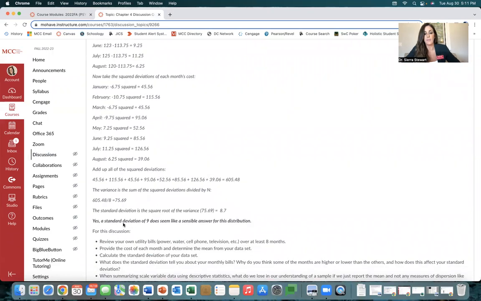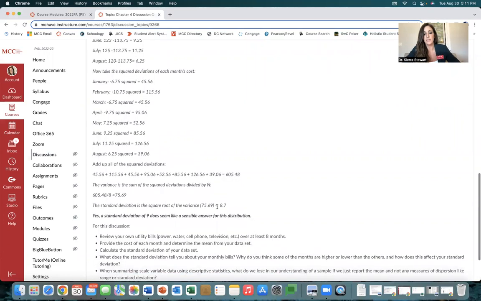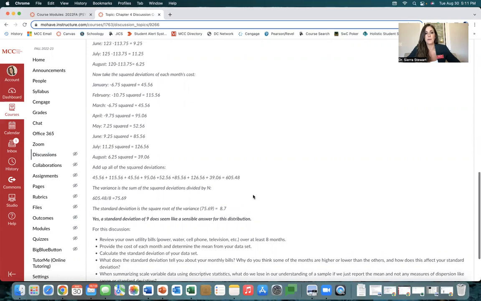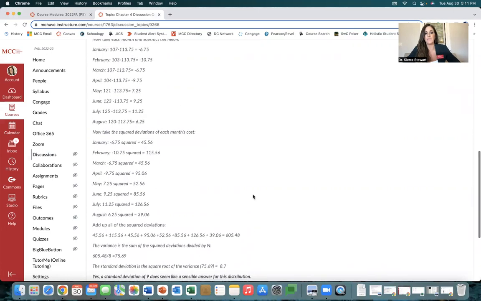So for the question, is a standard deviation of 9, does that sound like a sensible answer for the distribution? So for this one, yes, it would be, right? Because you're looking at 8.7 in terms of 9. That would be pretty good in terms of these numbers.